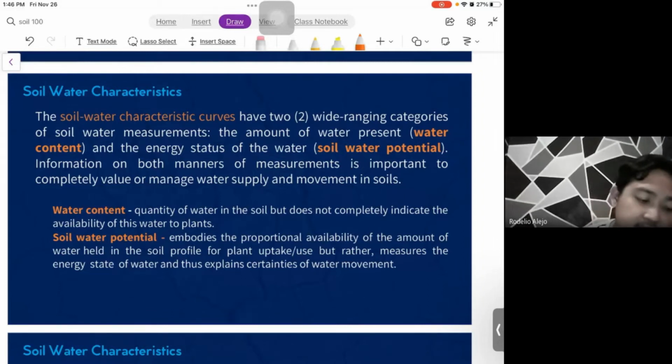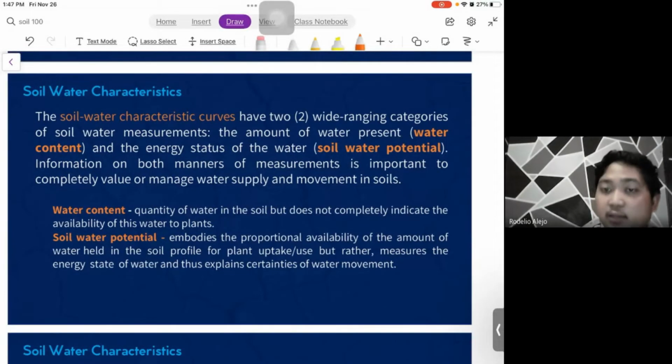The other one is the energy status of the water, which is the soil water potential. Ang tinitingnan naman dito, like for example, di ba, nag-irrigate ka din sa lupa ng tubig. So ilan ba yung matitira or yung ma-hold na water ng lupa natin? So that is what we call the soil water potential. Information on both manners of measurement is important to completely value or manage water supply and movement in soils. Again, water content is the quantity of water in the soil but does not completely indicate the availability of this water to plants. So yun lang yung kaibahan nila.